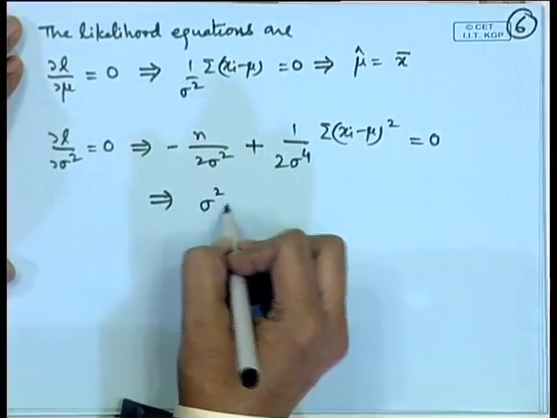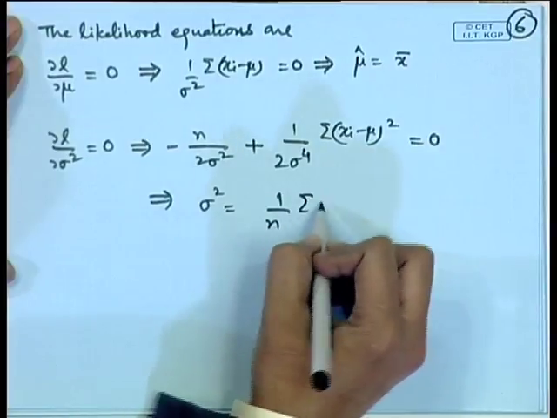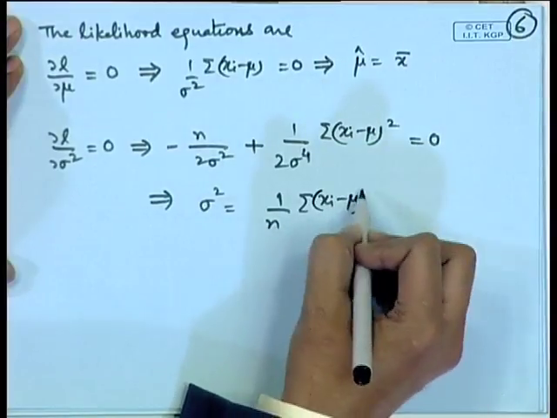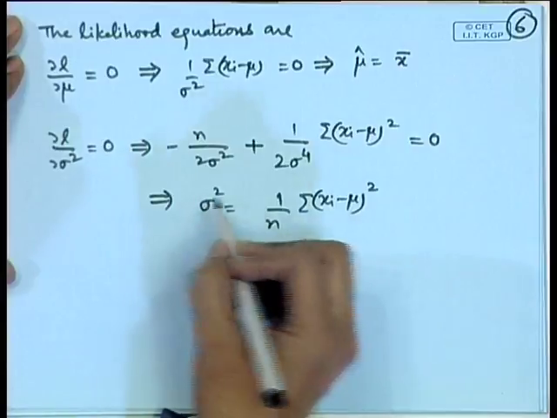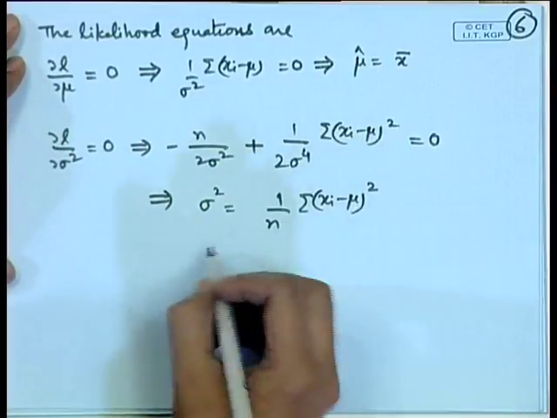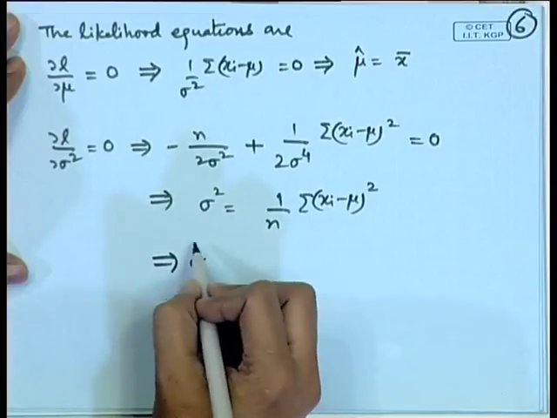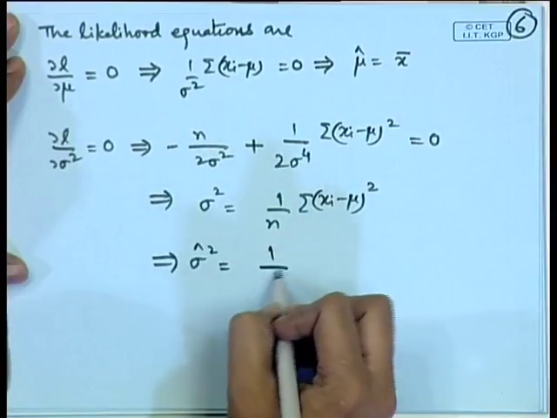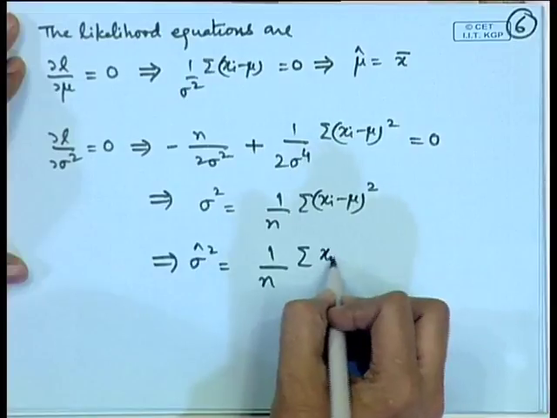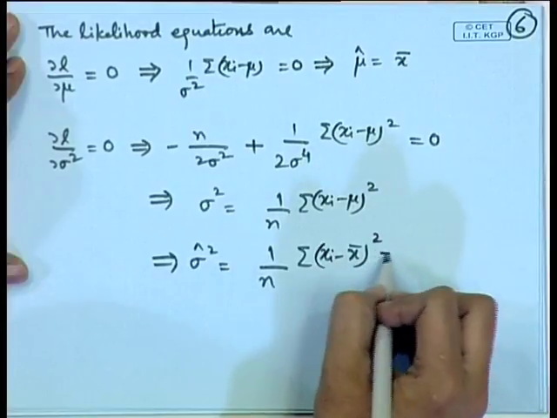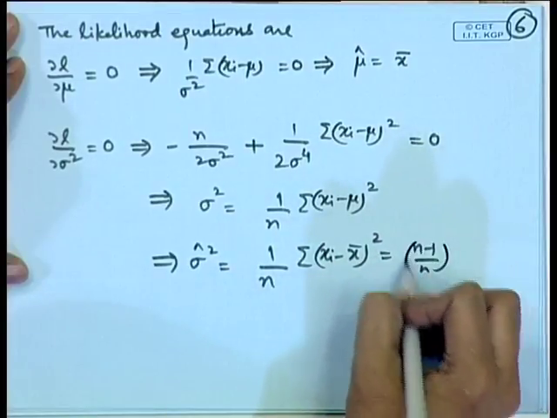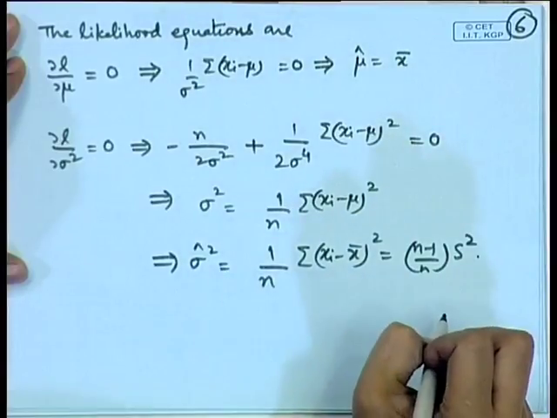This gives sigma square is equal to 1 by n sigma x_i minus mu square. That means the equation for sigma square involves mu. Since we have already got the solution for mu, we can substitute. So sigma hat square, the maximum likelihood estimator, becomes (n minus 1) by n s square. You can note here that it is similar to the method of moments estimator in this case.